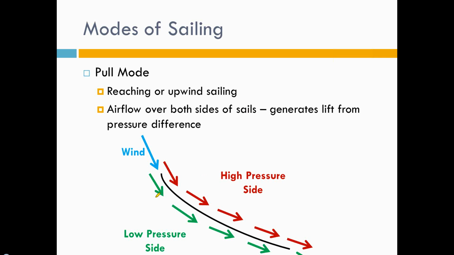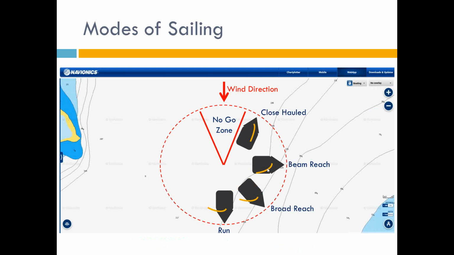So if the wind's coming down and say this was our boat, this would be the windward side, and this would be the leeward side. So we would generate our lift toward the low pressure, toward the leeward side. We'll get into this a little bit more later, but I just wanted to put it all out there now. But the pressure difference between the two sides generates that lift force.